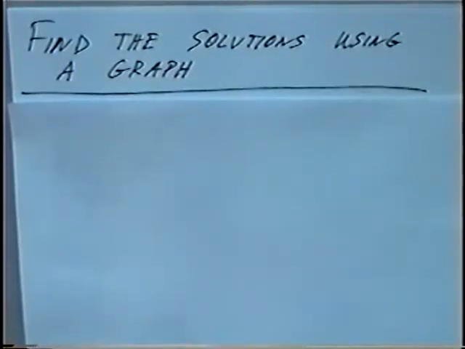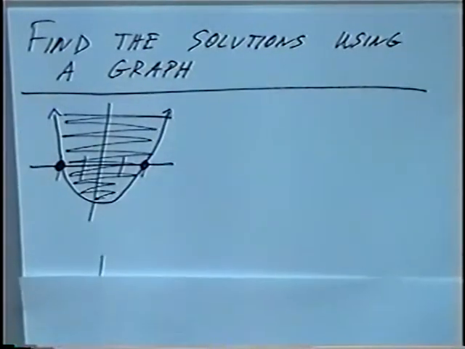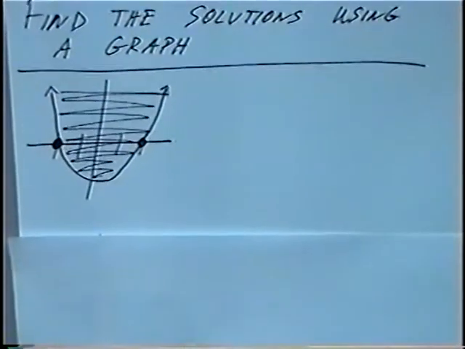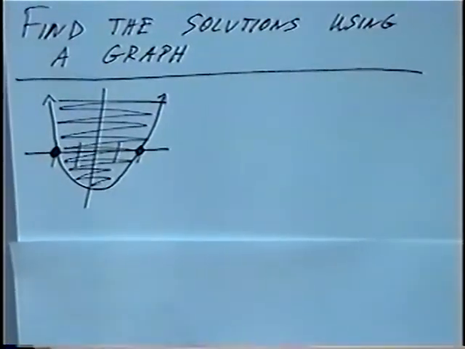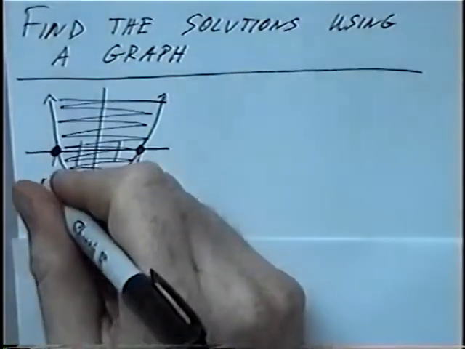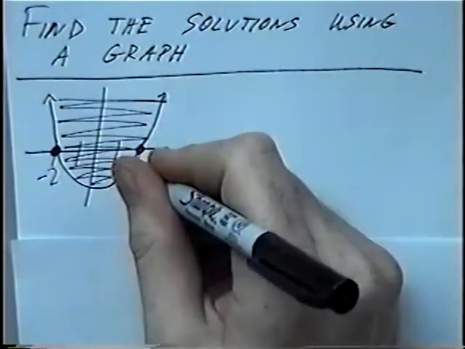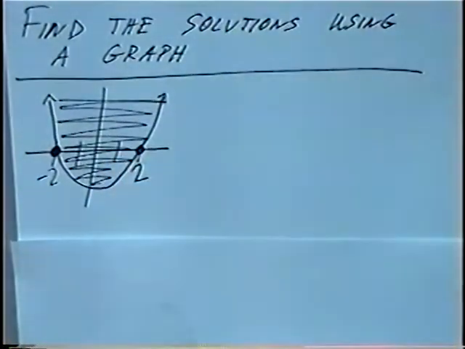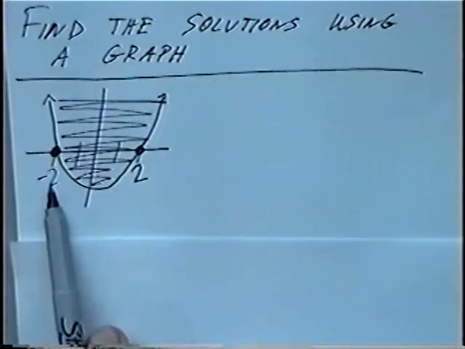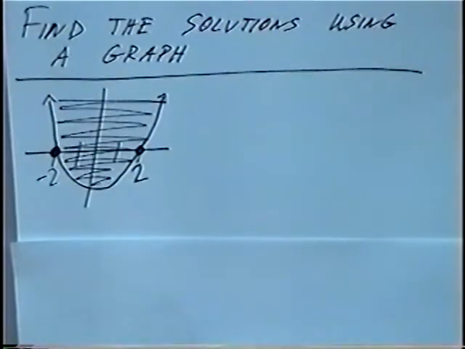Title of the last section today is Find the Solutions Using a Graph. Given a completed graph, we can find the solutions, which are again where the graph crosses the x-axis or the y value is equal to 0. First graph, we have an inequality graph. The 2 points that cross on the left-hand side is negative 2, and on the right-hand side is positive 2. If this was an equal equation with no shading, our two answers would be negative 2 and 2.